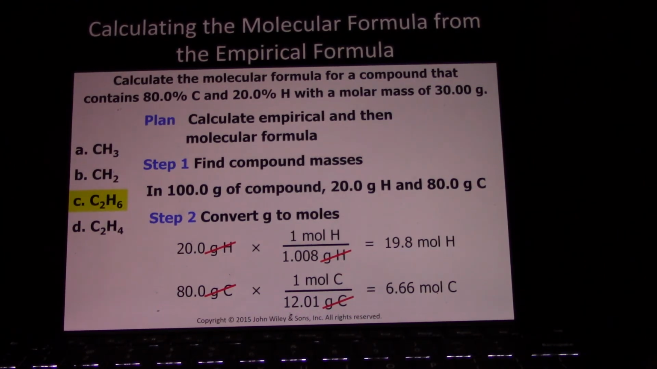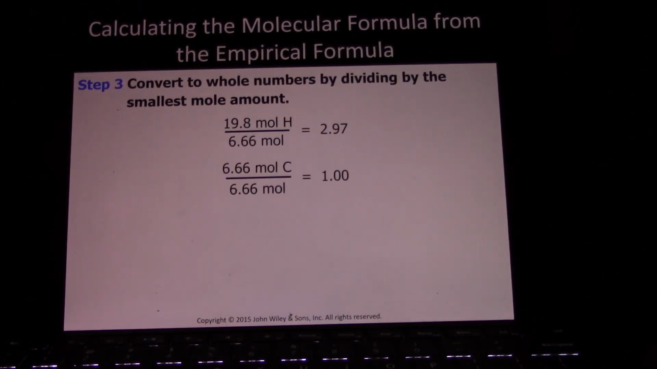Of the 2 moles, 6.66 is the smaller number. We divide them both by 6.66 and we get a 3-to-1 ratio. Again, you're allowed to round up to 0.05. So 2.95 and above can be rounded to 3. So this is a 3-to-1 ratio, CH3.